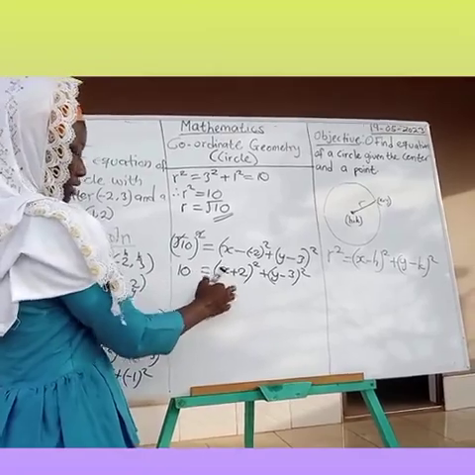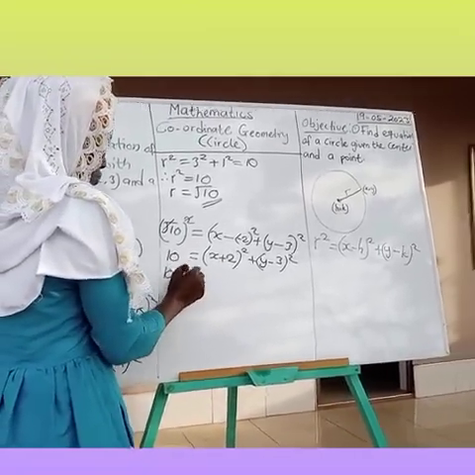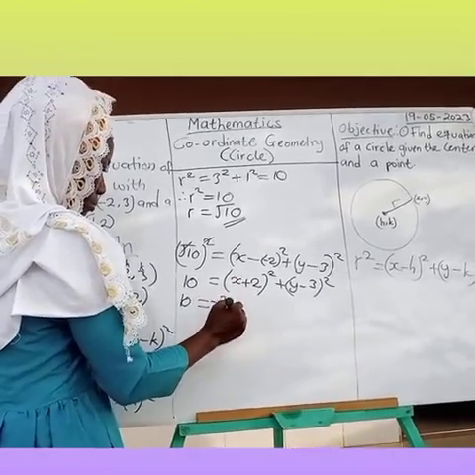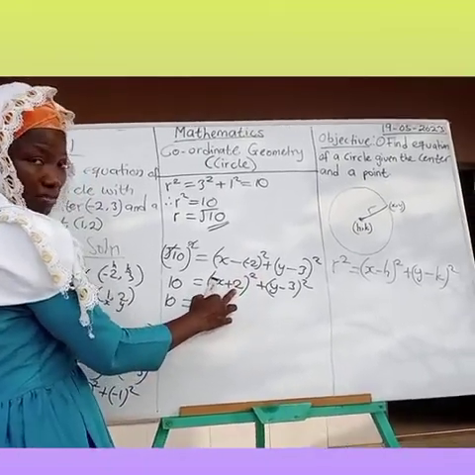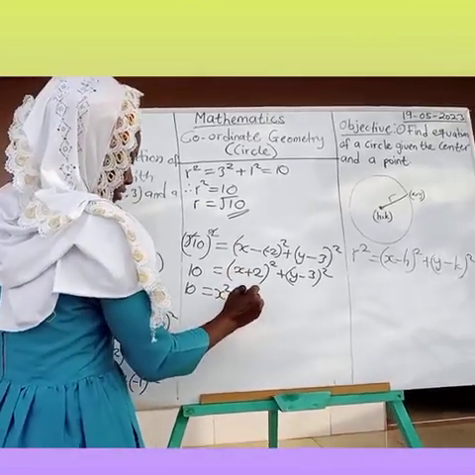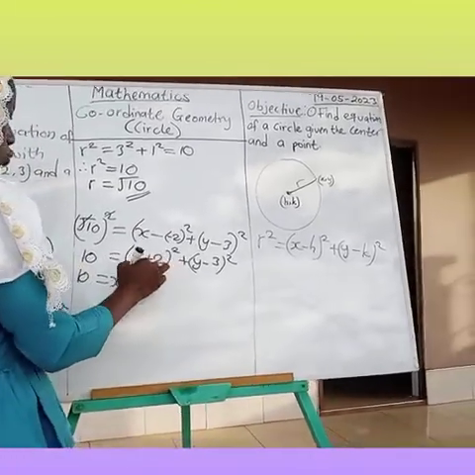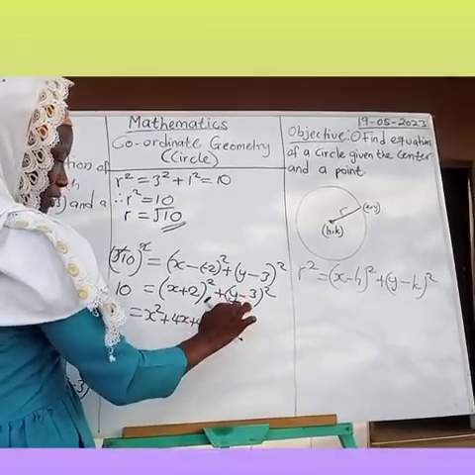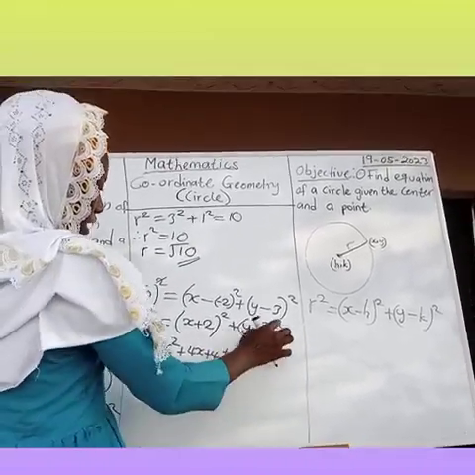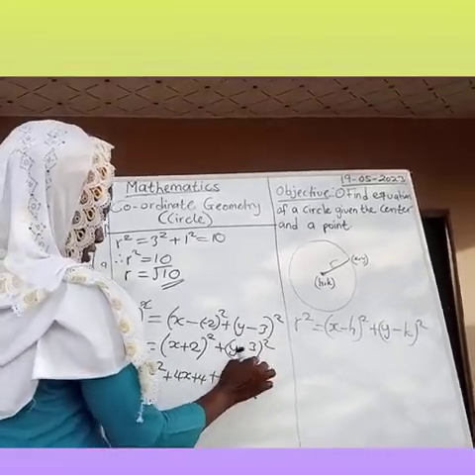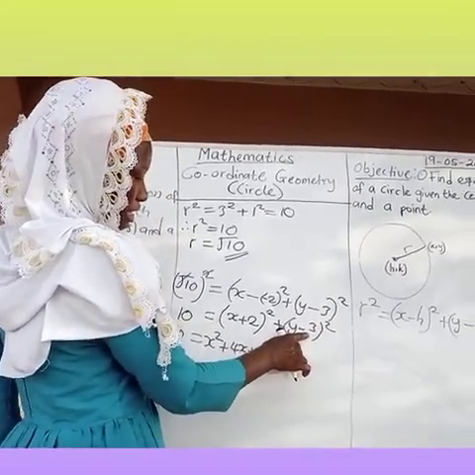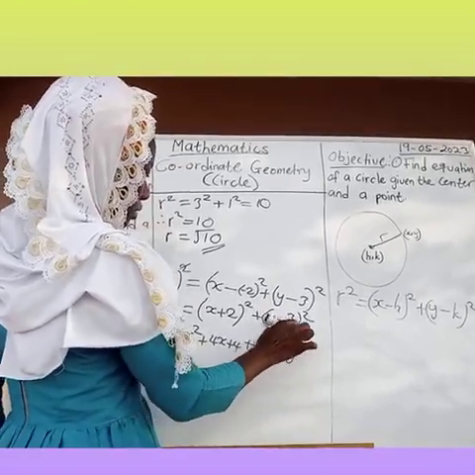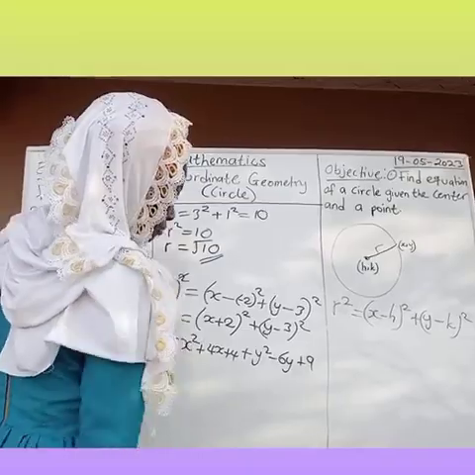When we expand here, we get 10 is equal to x squared plus 2 times 2 times x, which gives 4x, and then 2 squared gives us plus 4. Plus, let's expand this part: y squared gives y squared, then 2 times -3 times y is -6y, then -3 squared gives us plus 9.